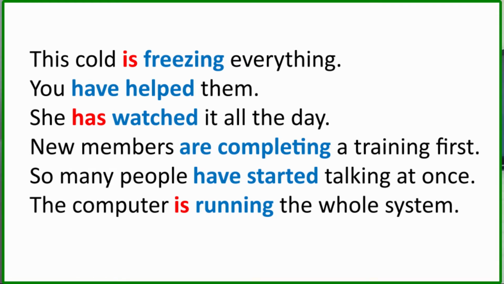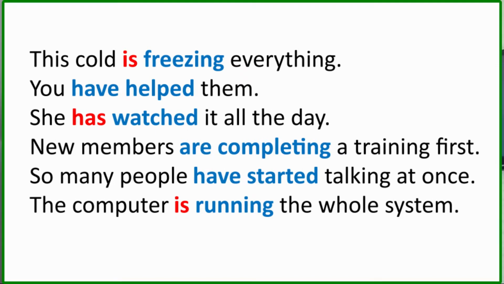Look at these sentences as examples. This cold is freezing everything. "Is freezing" is an ing form. That means action is continued. This cold is freezing everything now. Next sentence, you have helped them. Have and helped. Have and past participle means action completed. You have already helped them.